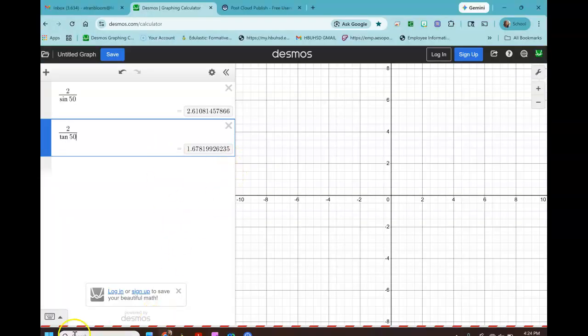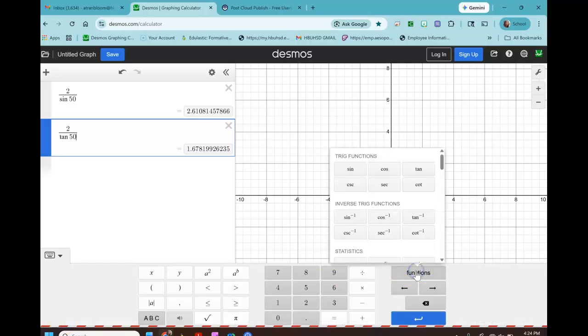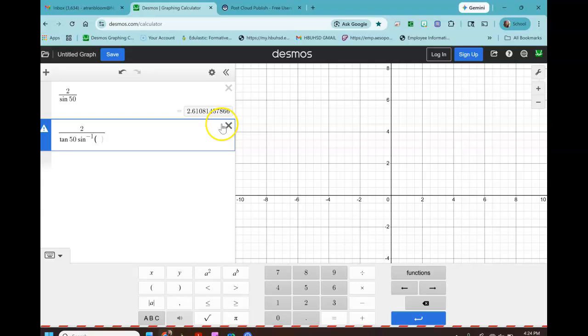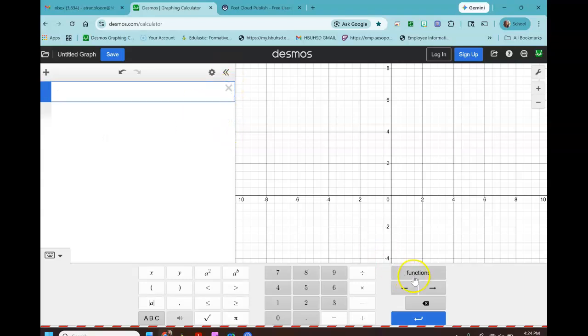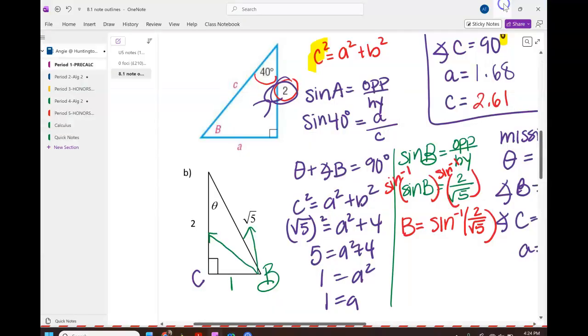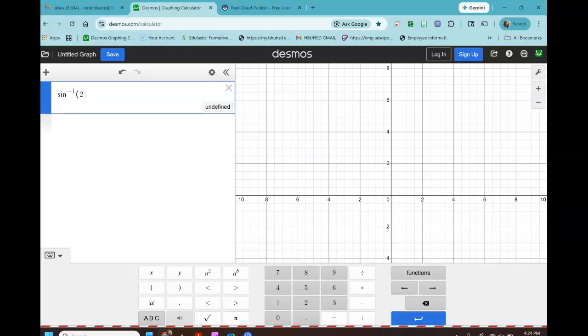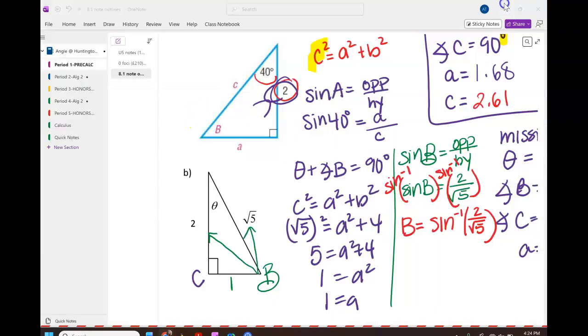Okay, so when you press this little keyboard icon on the bottom left of your Desmos, hit functions, and then you see right here, sine inverse. Go sine inverse. Oops, not there. Let's X out what I had earlier. So try that again, sine inverse, and we have 2 over square root of 5. So now let's type in 2 divided by, and then the square root is this little button at the bottom, 5. And voila, this is your degrees, okay? So 63.43 degrees.